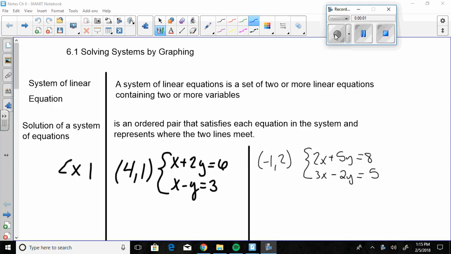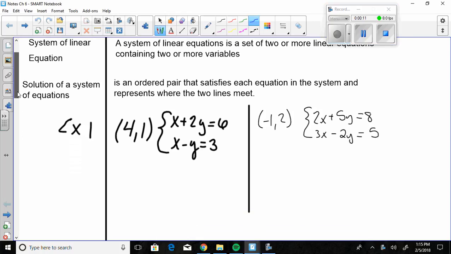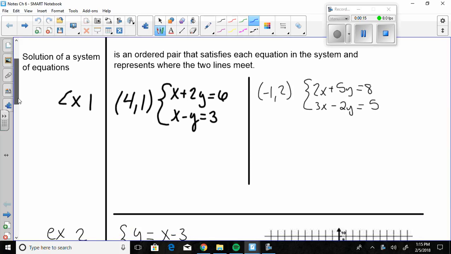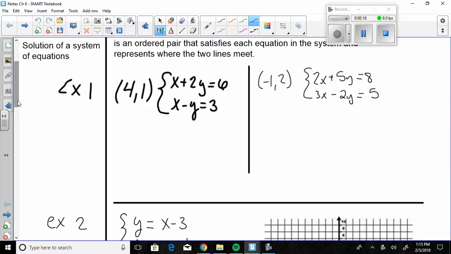Chapter 6, Tool 1, Solving Systems by Graphing. So what is a system? A system of linear equations is a set of two or more linear equations containing two or more variables. And a solution is an ordered pair that satisfies each equation in the system and represents where the two lines meet. So, example 1: is this point a solution to these two equations?